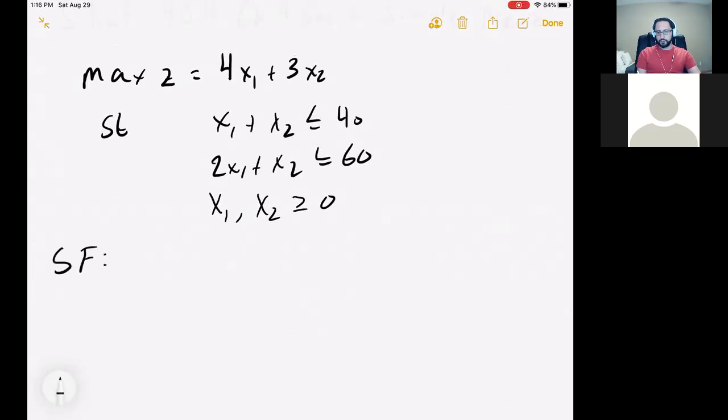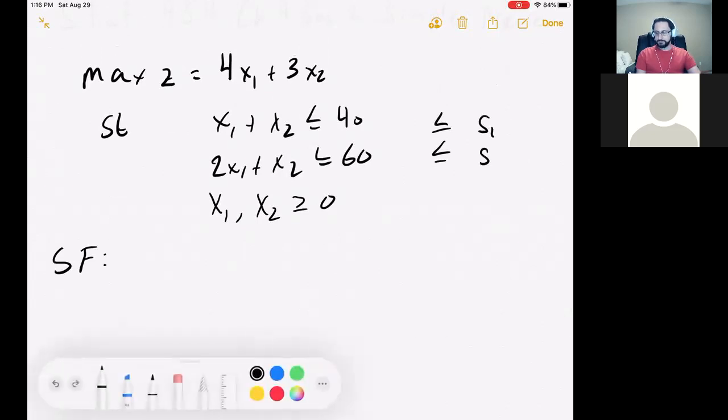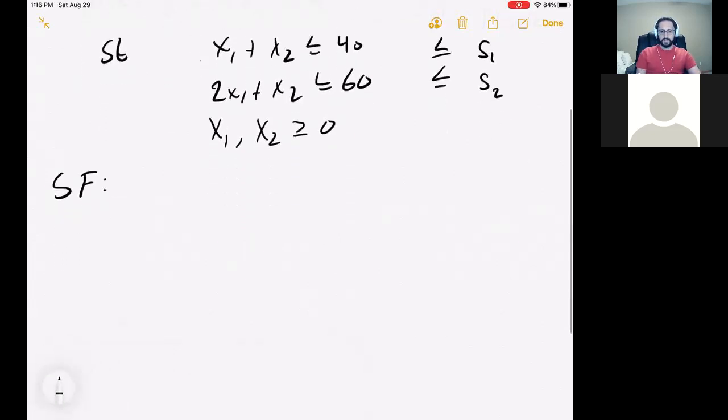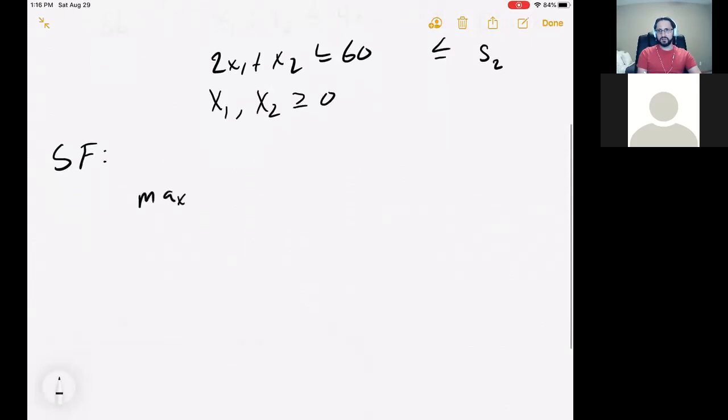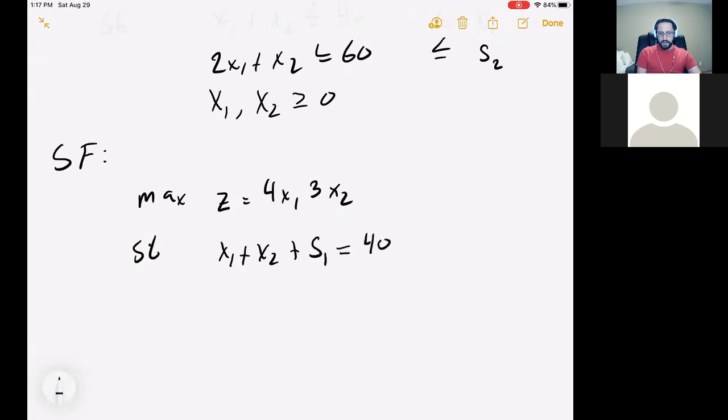Since these are two less than or equal to constraints, I will introduce two slack variables, s1 and s2. That turns the LP into maximize z equal to 4x1 plus 3x2, subject to the constraints x1 plus x2 plus s1 equal to 40, and 2x1 plus x2 plus s2 equal to 60.